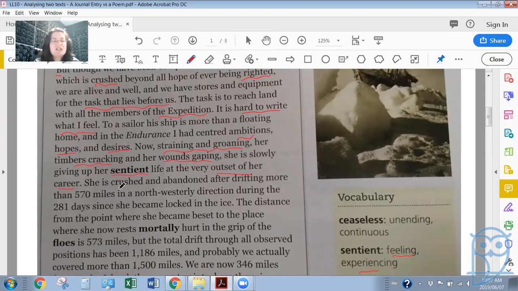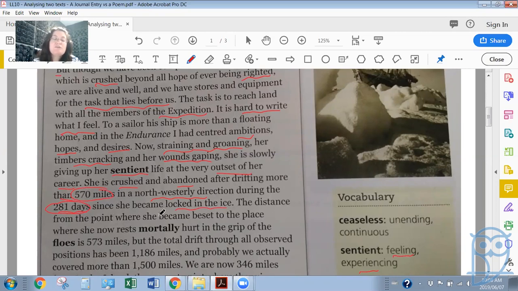She is crushed and abandoned after drifting more than 570 miles in a northwesterly direction during the 281 days since she became locked in the ice. Now, when you include facts like this, it is typical of journal or diary writing. Facts are included amongst the emotions. Okay, so it's been 281 days since she became locked in the ice.